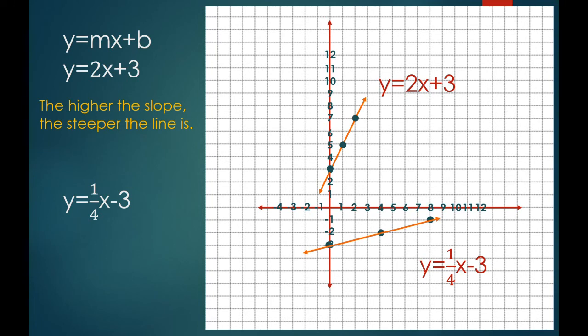Kaya, kung makikita nyo in comparison with the other graph, mas nakapatayo yung linya ng y equals 2x plus 3. Yun ang sinasabi nating mataas yung slope. The lower the slope, the less steep the line is. Halos humiga naman na yung line kapag ang slope ay mababa.